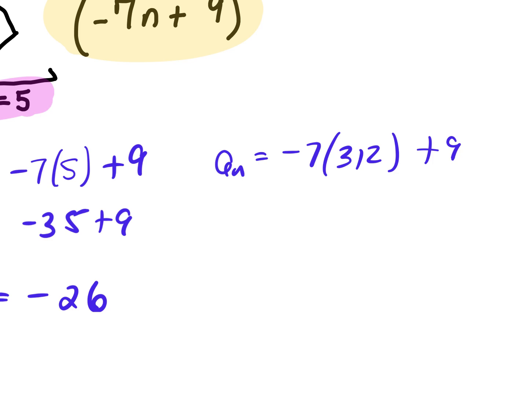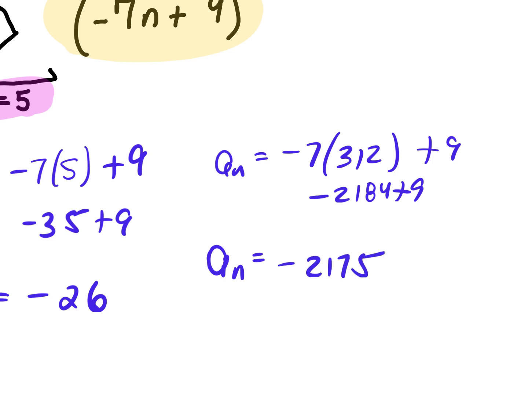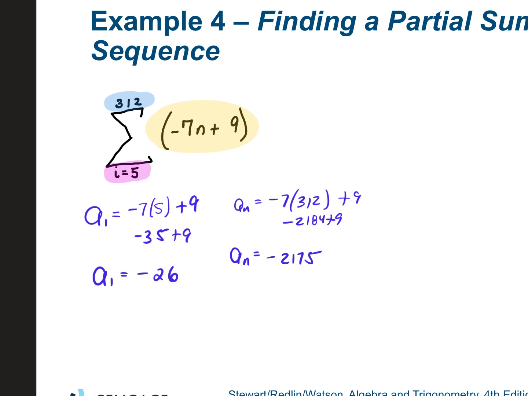What is the last number in this sequence? Well, what's negative 7 times 312? Negative 2184. Negative 2184 plus 9 gives me negative 2175. Okay, so I have the first term, I have the last term.